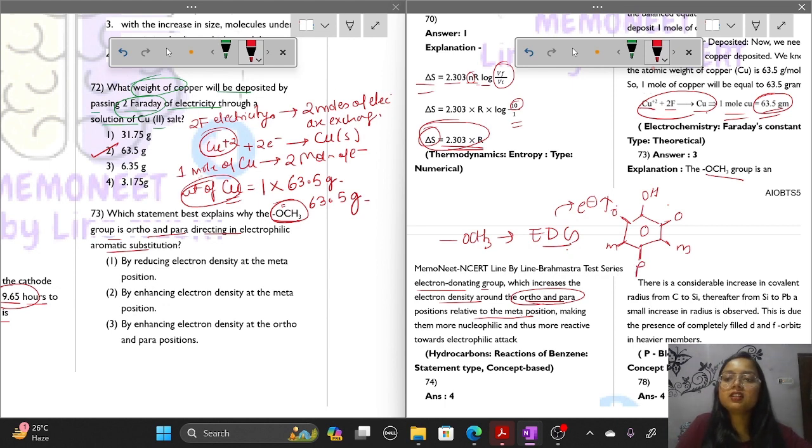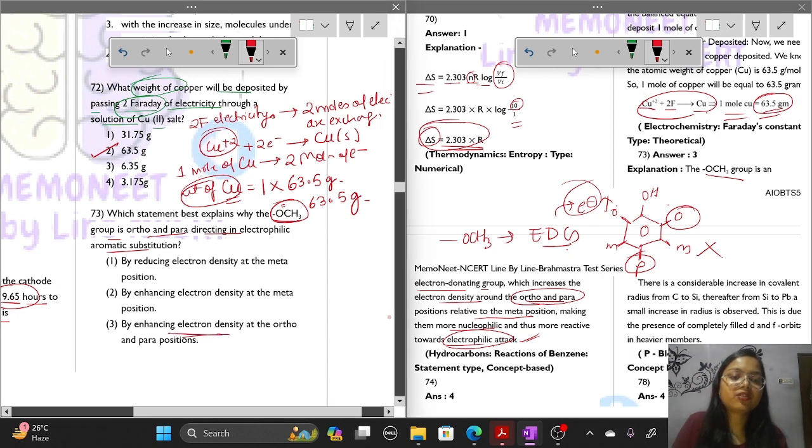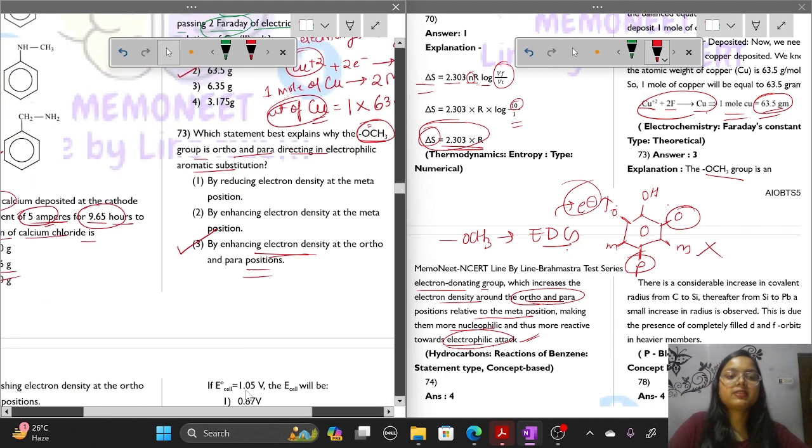So what happens now? The OCH3 group increases the electron density around the ortho and para positions relative to the meta position. So ortho and para positions will experience greater electron density, which will make them more nucleophilic, so they can attract the electrophilic attack more quickly. So option number 3, it enhances the electron density at the ortho and para positions, is the correct option.